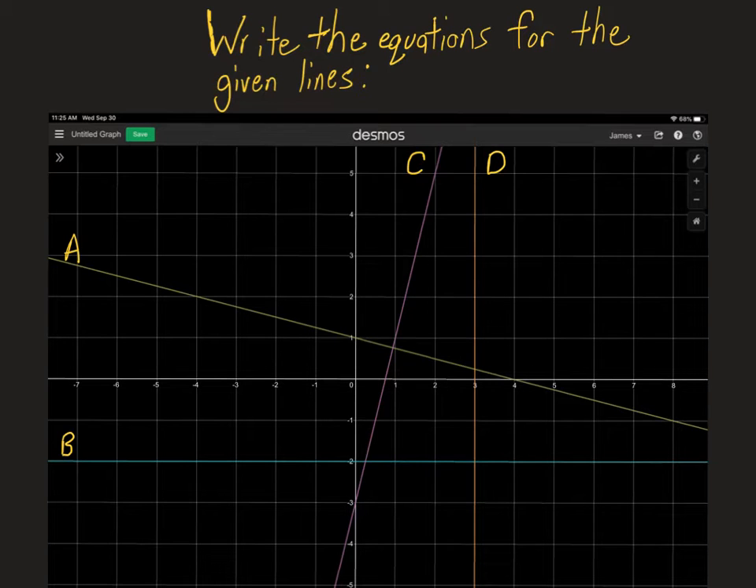All right, first off, write the equations for the given lines. We've been doing this multiple days now. Should be pretty easy. Pause it and go. All right, if you are done and you're unpaused, let's see if you got it.